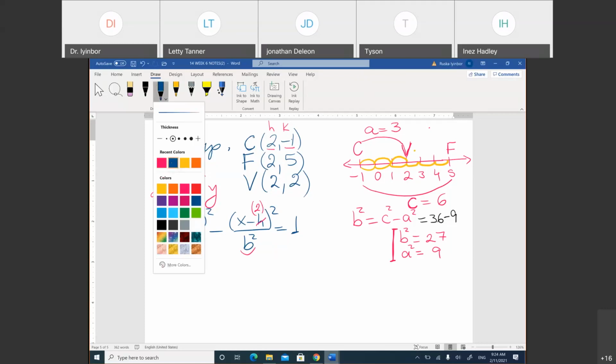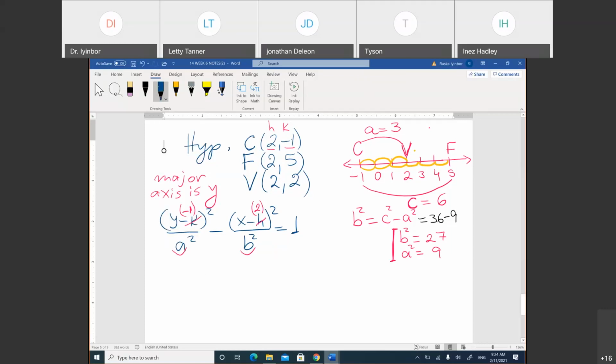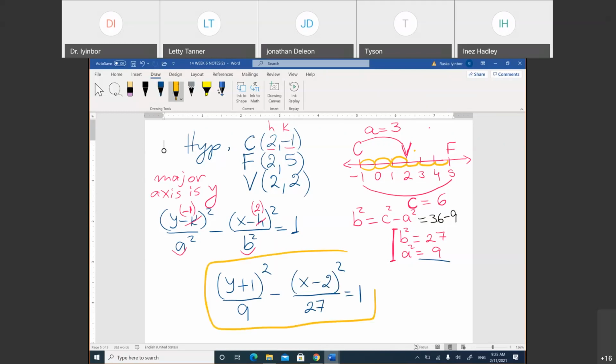And then you're just going to replace those two numbers, and that's my final answer. So my equation is going to be y minus, and minus is going to be plus 1, squared over A squared, which is 9, minus x minus 2 squared over, this is 27, equals 1. And that's it. This is the final answer.